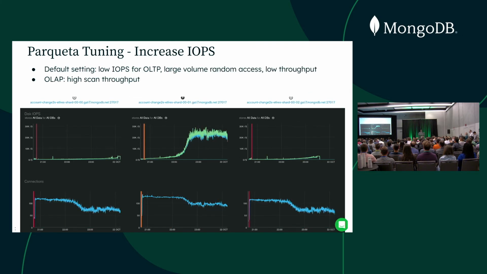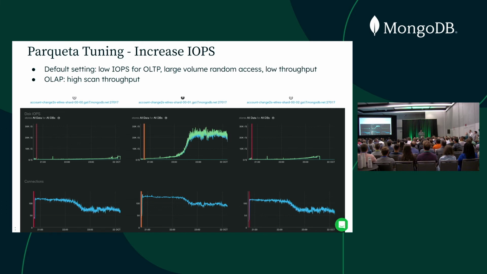So what's the reason we have such a low IOPS? That's because we simply copied the configuration from production. And in production, it's quite a different traffic. It's OLTP. Basically, the traffic is a large volume. However, it's random access. It's a pretty low throughput. But for ETL, we want a high scan throughput.